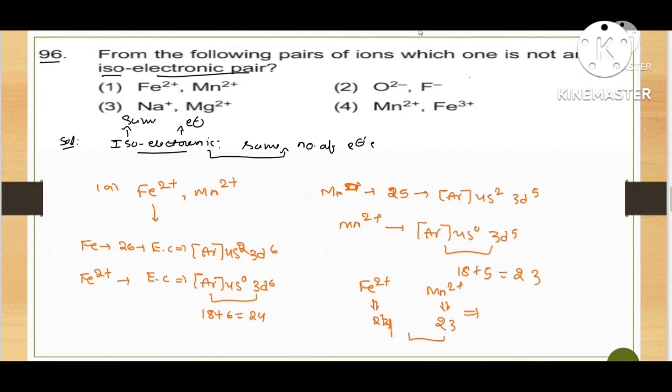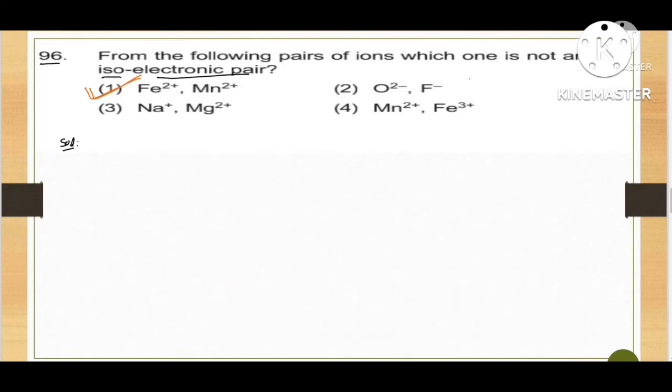Fe2+ and Mn2+ do not obey isoelectronic. Why? Because they do not have the same number of electrons. Fe2+ has 24 electrons, and Mn2+ has 23 electrons. That's why it is not an isoelectronic pair, and that's why A is our correct answer. Now let us verify the remaining options also.